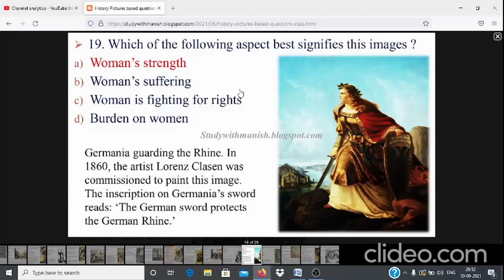Question number 15. Which of the following aspects best signifies this image? Options are A. Women's strength, B. Women suffering, C. Women fighting for rights, and D. Burden on women. Here the correct answer is women's strength.